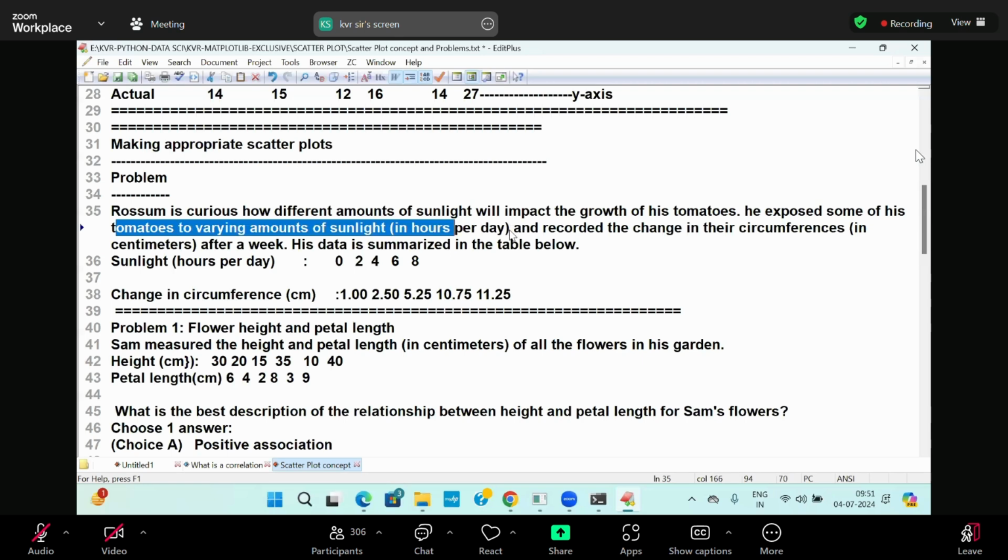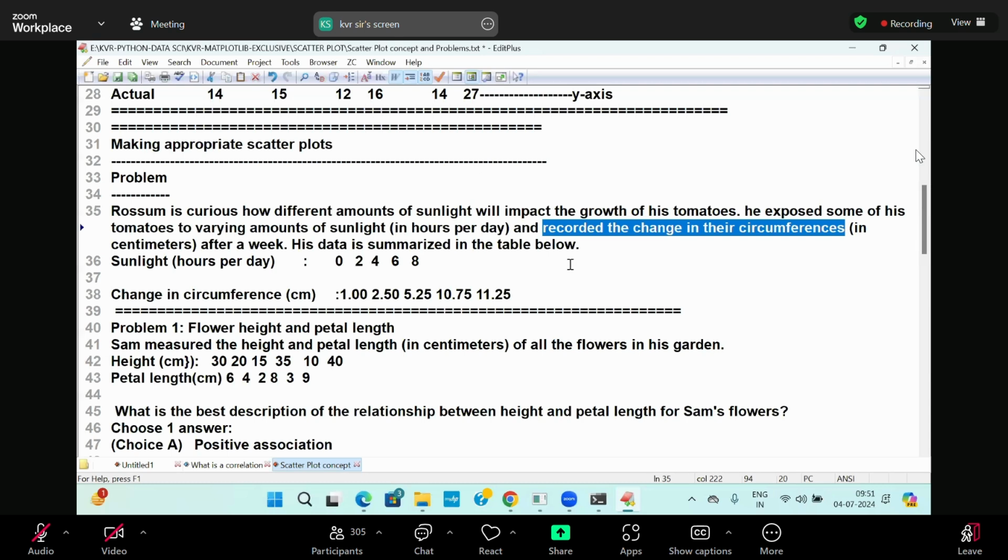Per day, how many hours of sunlight were kept on the tomatoes, and he recorded the change in their circumferences in centimeters. After a week, his data is summarized in the following table. Sunlight: 0 hours, 2 hours, 4 hours, 6 hours, 8 hours. Changes in the circumference of the tomato: 0, 1.0, 2, 2.50, 4, 5.25, 6, 10.75, 8, 11.25.